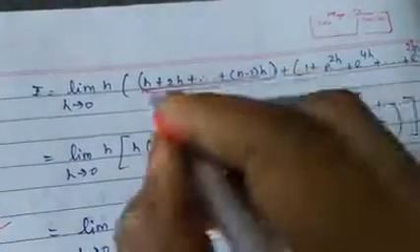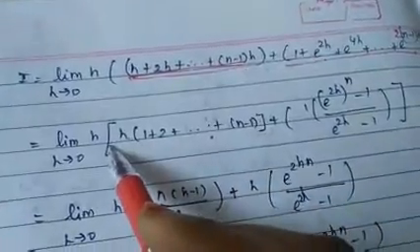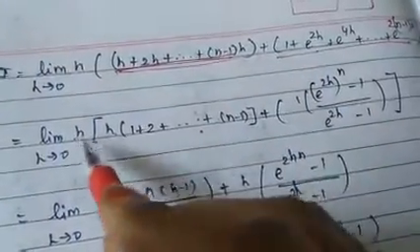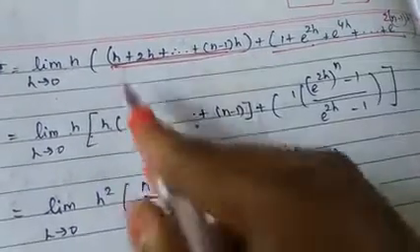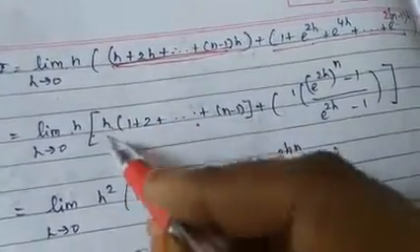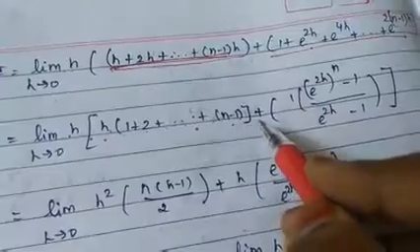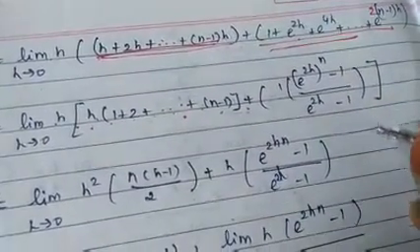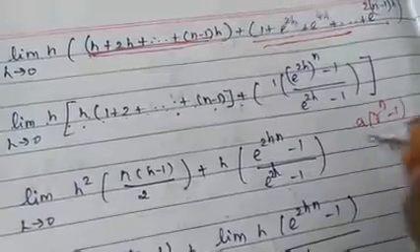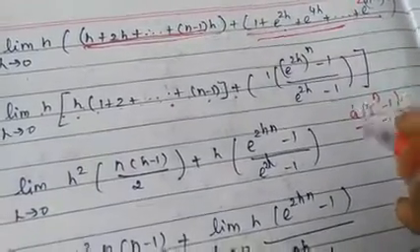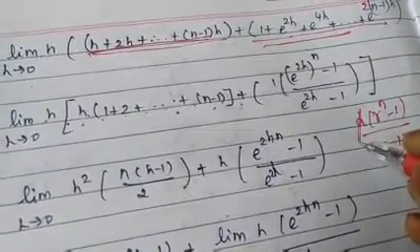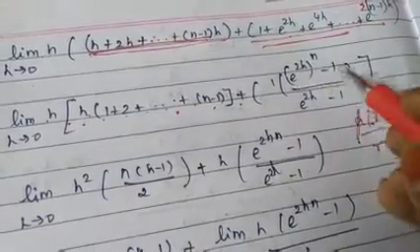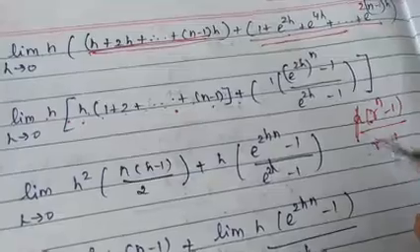Here when you observe, h is common, so you can take h outside. This h is common for both the terms. So h into h, 1 plus 2 up to n minus 1, plus, you are substituting the formula. Since r is greater than 1, you are applying a into r power n minus 1 by r minus 1 formula. A value should always be 1 here, and r value is e power 2h. Therefore, e power 2h the whole power n minus 1 divided by e power 2h minus 1.